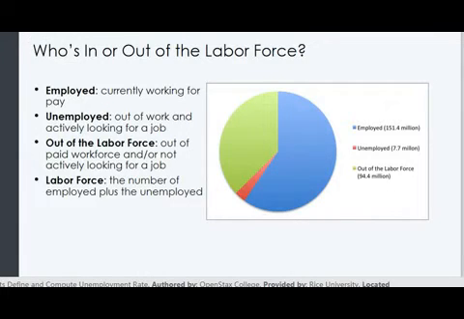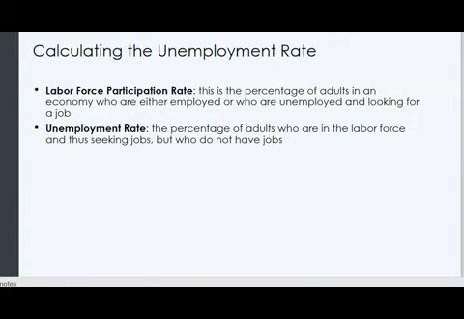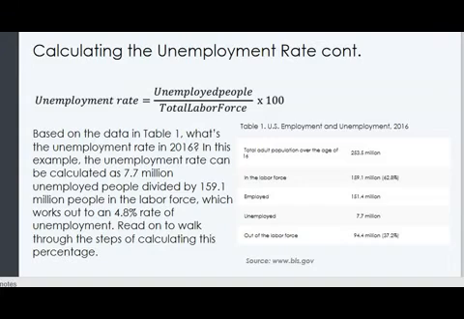So, sabi pa dito, so how do we calculate the unemployment rate? Labor force participation rate. This is the percentage of adults in an economy who are either employed or who are unemployed and looking for a job, and the unemployment rate, the percentage of adults who are in the labor force and thus seeking jobs but who do not have jobs. So ito yung computation class na. Unemployment rate equals unemployed people over total labor force times 100.